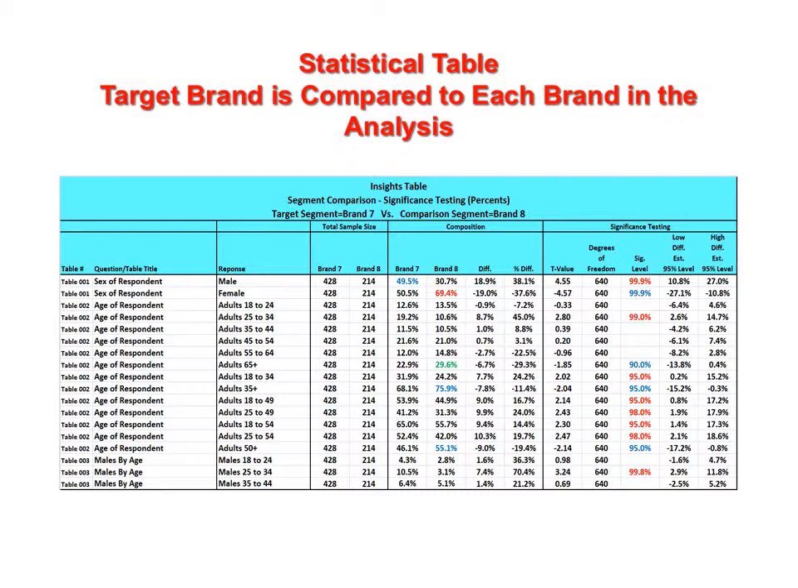As can be seen in columns 6 and 7 of this table, 49.5% of brand 7 users are male, and 30.7% of brand 8 users are male. The next column tells you what the compositional difference between the 2 user groups is, which in this case is 18.9 percentage points. When a statistical test was performed to determine whether this difference was statistically significant, the table tells us that the difference is significant at the 99.9 level of confidence.